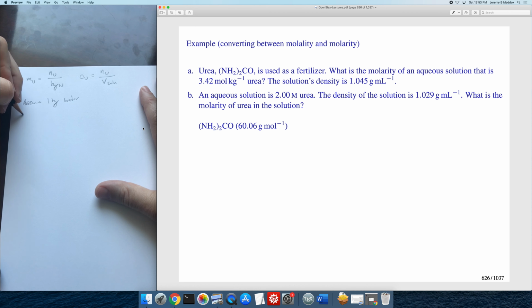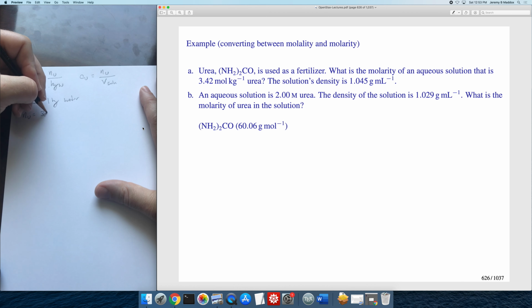That means that the number of moles of the urea is numerically equal to 3.42 moles. Okay, that's going to be our numerator in the molarity. We need the volume of solution. Okay, how are we going to get that?